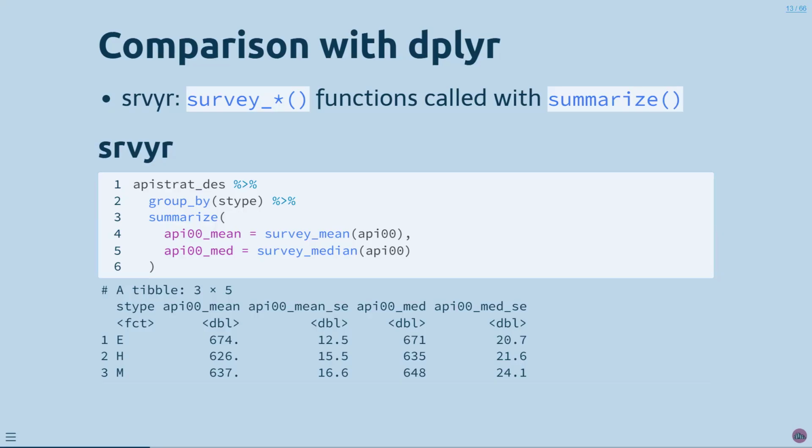And then we are going to apply a function and pass the result to the next function, just like before. But instead of using simple functions like mean and median, we use special surveyor functions that account for the survey weights in the design objects. So in this example, API strat is a stratified random sample, and we've already created a survey design object called API strat underscore des. And then we group API strat des by the S type variable. And then we summarize it to calculate the mean and the median of API 00 while accounting for the survey design. So along with the statistic itself, you see the output at the bottom.